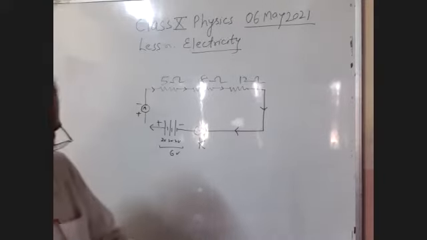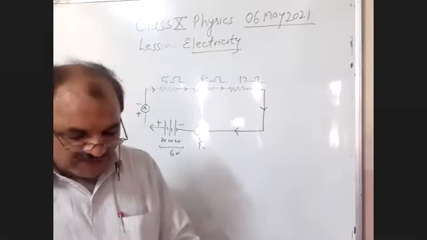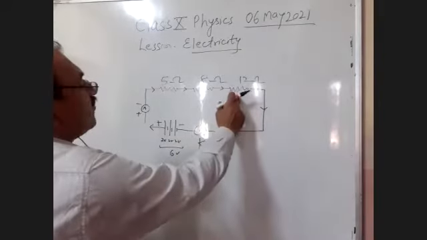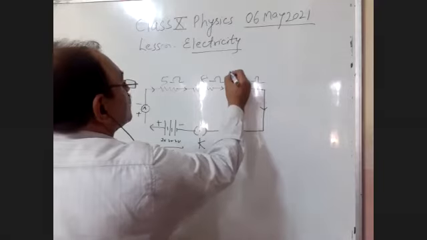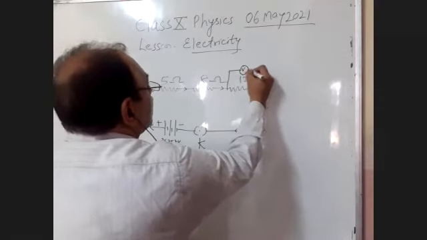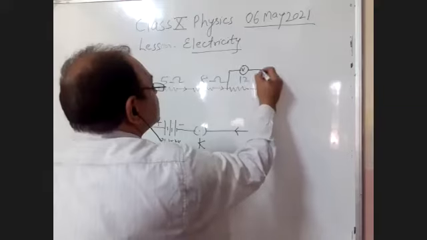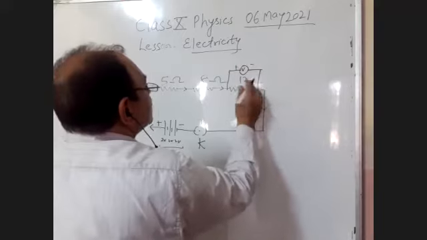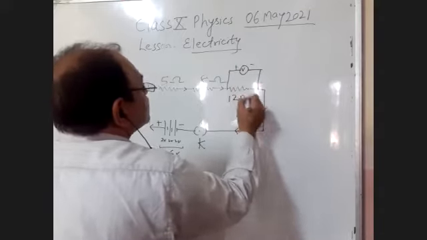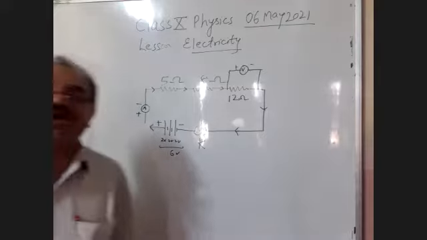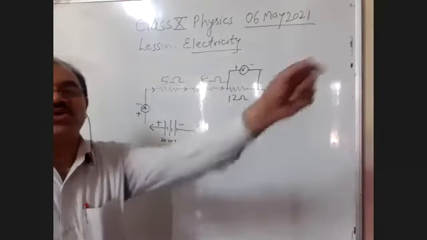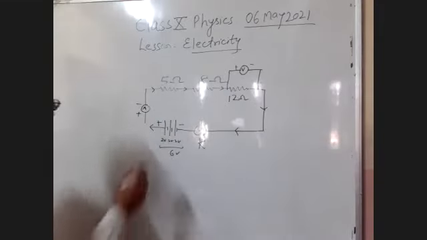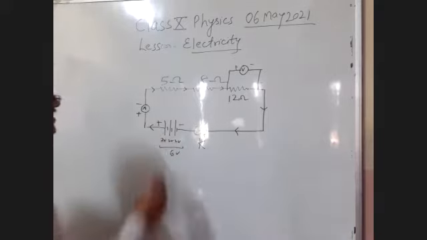Next I have to put a voltmeter to measure the potential difference across the 12 ohm resistance. This is the 12 ohm resistance. I'll put the voltmeter across this 12 ohm resistance. Is it clear, students? Already I told you, a voltmeter is always connected in parallel, and an ammeter is always connected in series in the electric circuit.